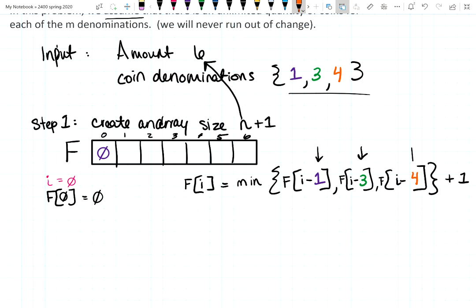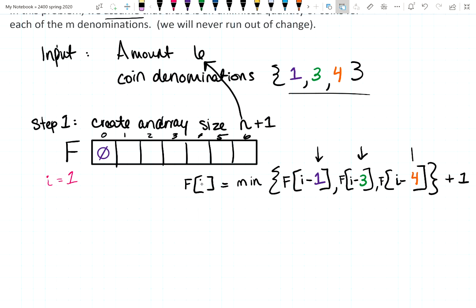Okay, so when i is 0, then we're not going to try to find the minimum between any of these at coin 1, 3, or 4 because all of these are greater than 0. So we're going to go ahead and increment i to 1. So i is now equal to 1.